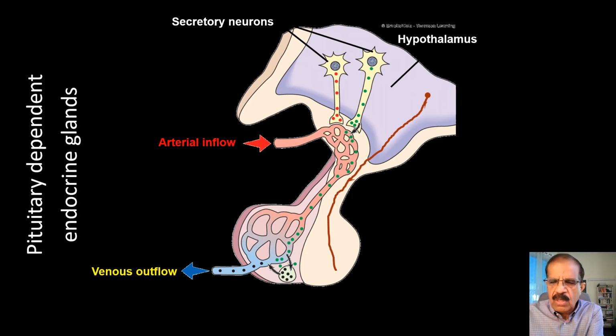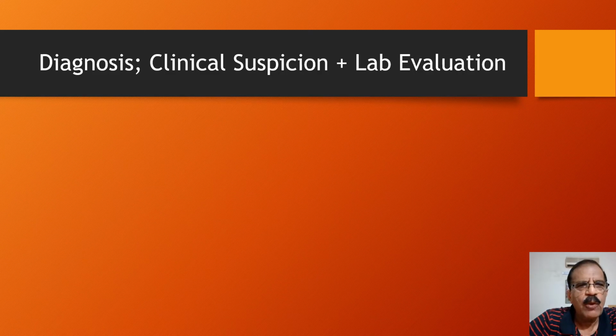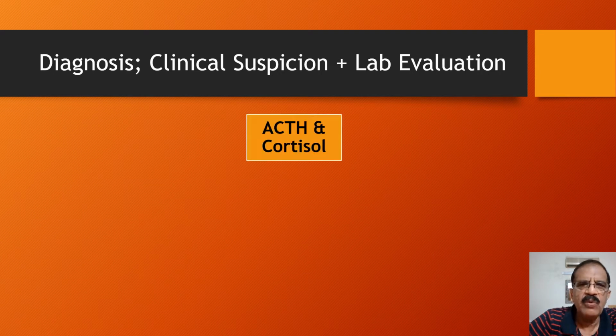One very important thing: diagnosis of Cushing syndrome is made on the basis of clinical suspicion and lab evaluation. And we'll see how we do that. As I said earlier, the best starting test is to do ACTH and cortisol. And we discussed earlier also, it is to be done in the morning at 8:30 in the fasting state. It can be done in the evening also, but best is morning.